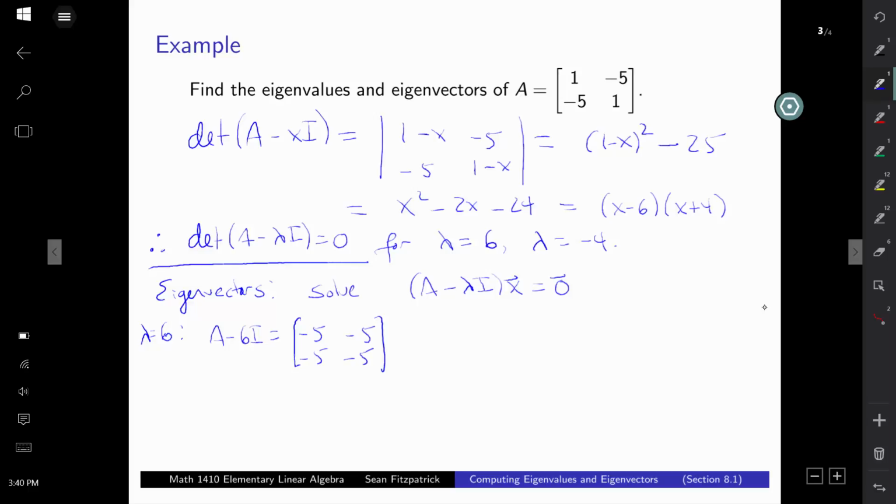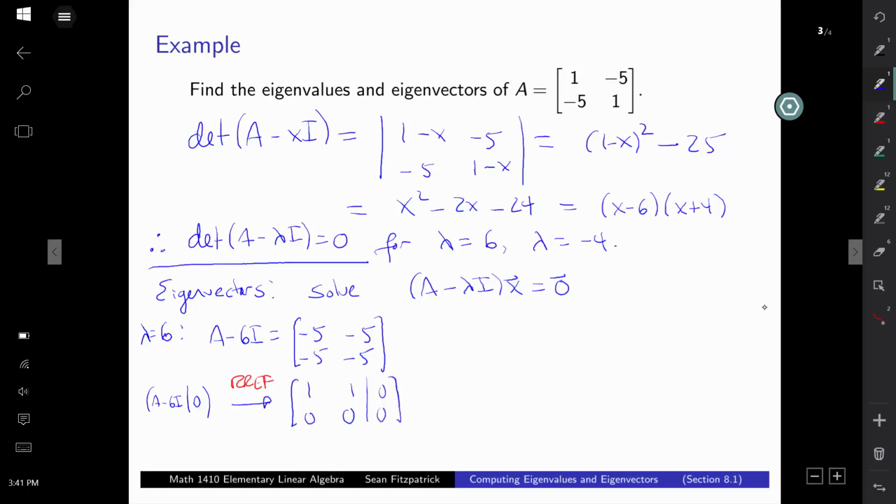In this case, the 2 rows are the same, so if we send this to reduced row echelon form, you get 1, 1, 0, 0. And so we're looking for a solution. Imagine that you're doing the augmented matrix, A minus 6I, and then we put our zeros over here and add on our row of zeros. You don't need to put the row of zeros on. You can probably see how this should work.